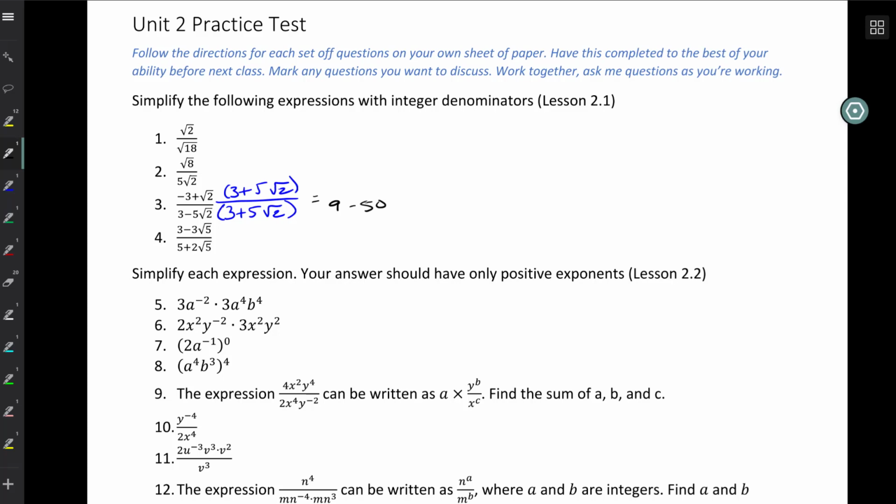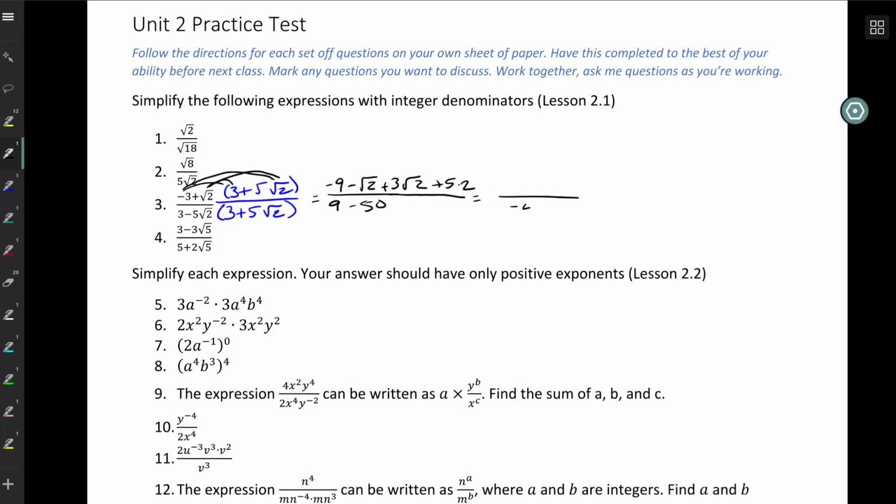Now, for the numerator, we have to do a little bit of FOILing. When we FOIL, we have negative 3 times 3. That's going to give me negative 9. Negative 3 times square root of 2 is negative square root of 2. Now we multiply the plus 3 square root of 2. And then square root of 2 times 5 square root of 2 is going to give us 5 times 2. And then we just want to simplify everything we can.